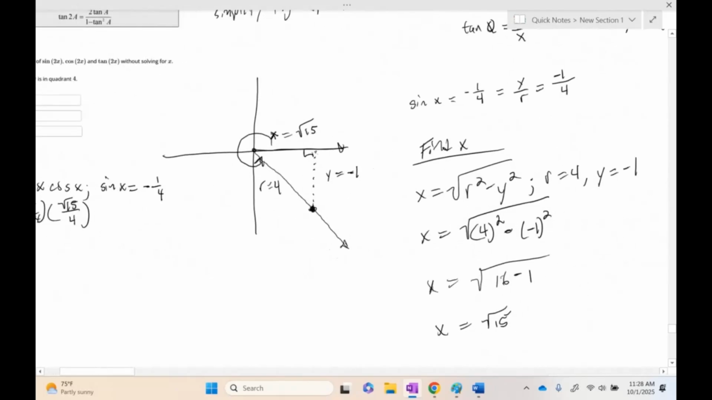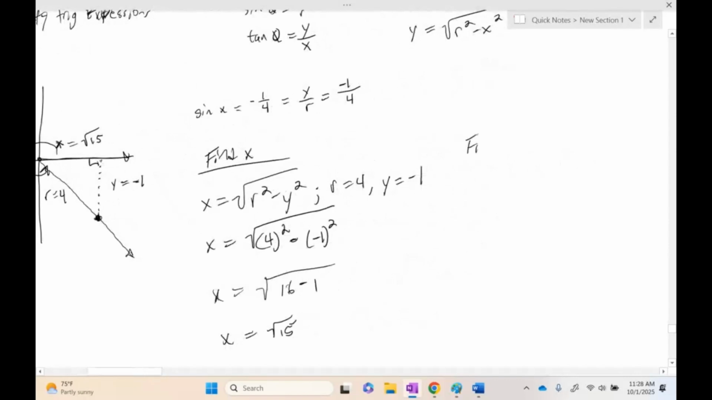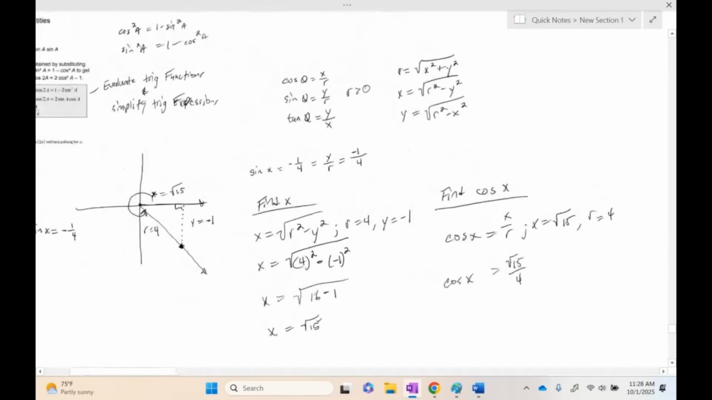So we found x, right? We had x is the square root of 15. And then we find the cosine of x. So the cosine of x is equal to x over r. So x is the square root of 15, and r is equal to 4. So this is where the square root of 15 over 4 comes in as the cosine value.